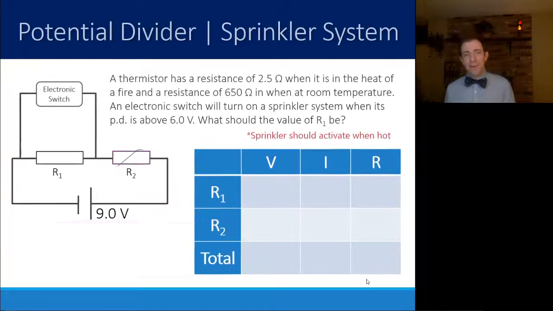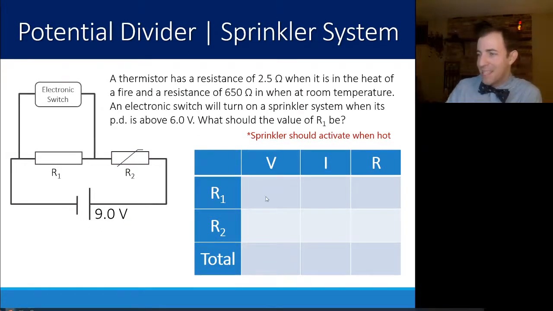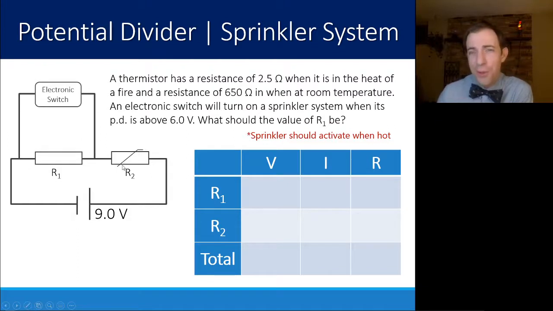Let's look at another example here, instead using a thermistor. You'll notice that this thermistor is in the R2 location. That's the symbol for a thermistor, a resistor that changes with temperature. This thermistor has a resistance of 0.25 when it's in the heat of a fire, and a resistance of 650 when it's at room temperature. Again, an inverse relationship: the hotter it is, the smaller the resistance. An electronic switch will turn on a sprinkler system when its potential difference is above 6 volts. What should the value of R1 be?